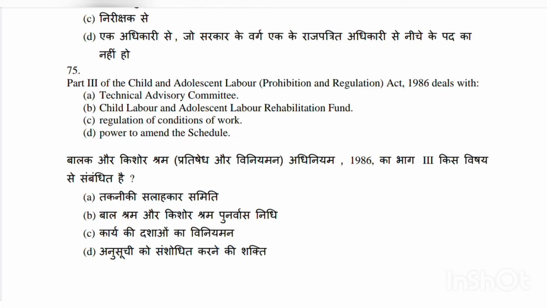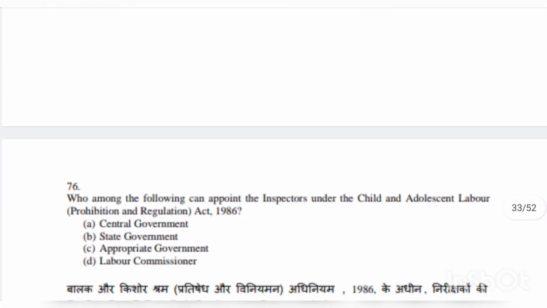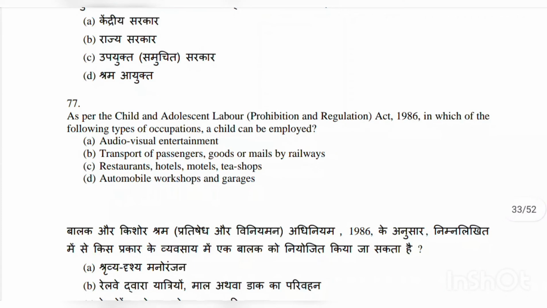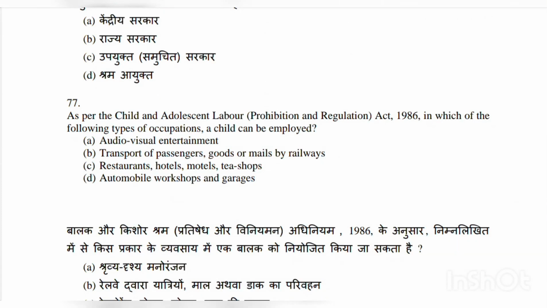Regulation and condition of work. 76. Who among the following can appoint the inspector under the Child and Adolescent Labour Prohibition Regulation 1986? That is 76. Appropriate government. 77. As per the Child and Adolescent Labour Prohibition Regulation 1986, in which of the following types of occupation can a child be employed in audiovisual entertainment? In audiovisual entertainment they can be employed.